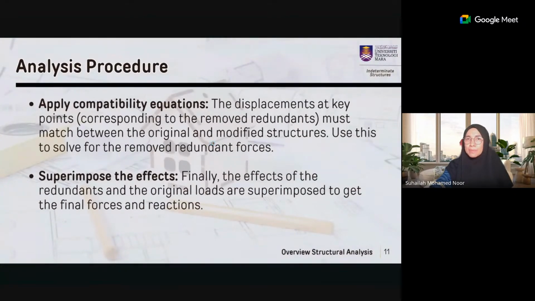So we have the primary structure, the determinate structure, plus the redundant structure, and both are determinate structures. So we will analyze these two structures for one redundant. For one redundant, we have two determinate structures to be analyzed. If we have two redundants, we have three determinate structures to be analyzed.